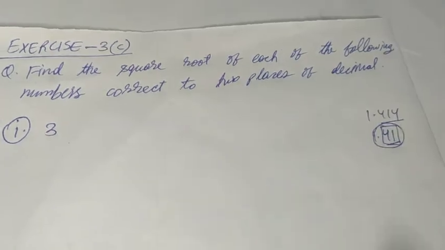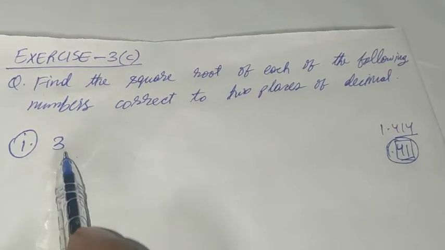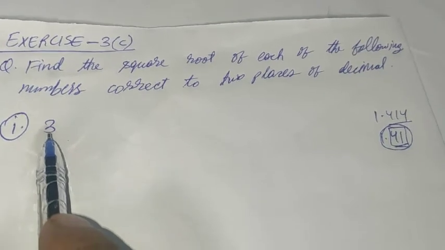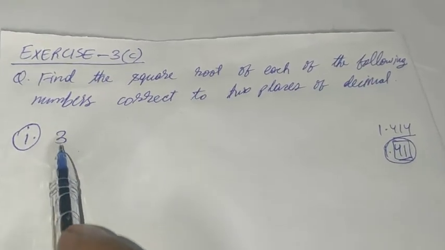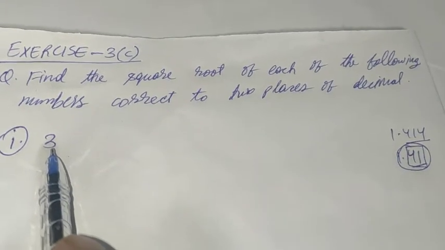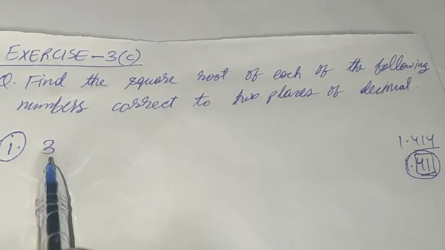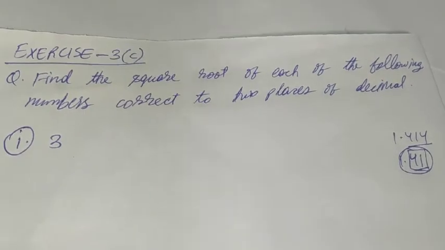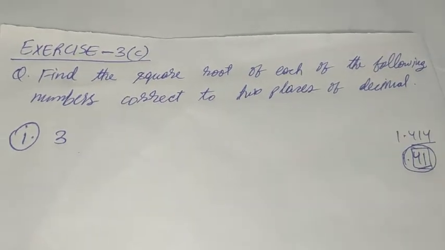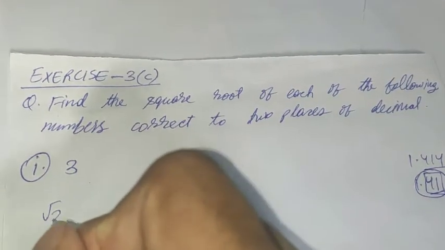Okay, so now as you can see, 3 is not a perfect square, and 3 is a prime number, and a prime number cannot be a perfect square. So now we need to find the approximation value of root 3. Using the long division method you only get the approximation value of an imperfect square. So let us find.